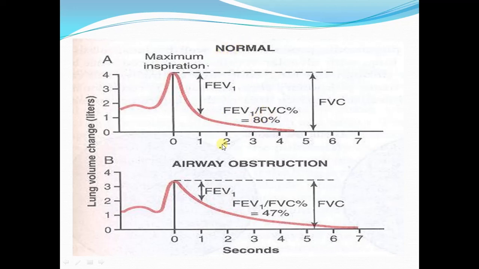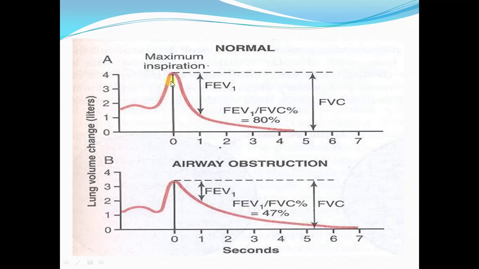So here is the graph showing us the forced vital capacity, FEV1, and the FEV1 to FVC ratio in normal and in a person with airway obstruction or obstructive lung disease. First we look at the upper part of the diagram. During measurement of forced vital capacity, the subject is instructed to inhale maximally. After maximum inspiration, he exhales out as fast as possible, or we can say he exhales forcefully in the shortest possible time. This is the time on the x-axis.